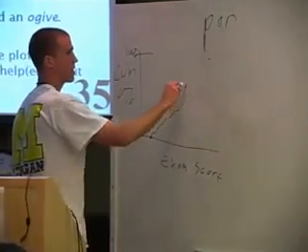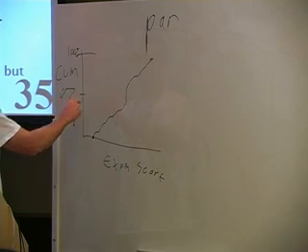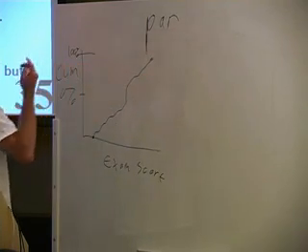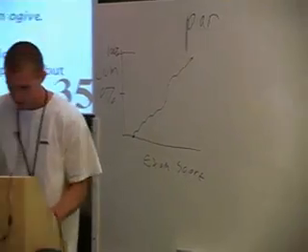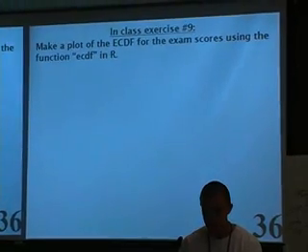And then how would you use it? Well, I'll show you. You can say, okay, here's 50%, so what's the median? Right there. Okay, what percent got less than this value? Well, that percent did. And so that shows you how this thing works. So this exercise says, make a plot of the empirical cumulative distribution function for the exam scores using the ECDF function in R. So how do you do that?